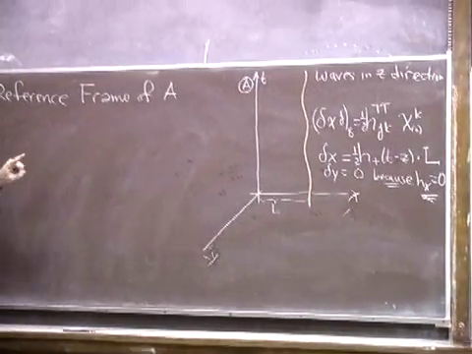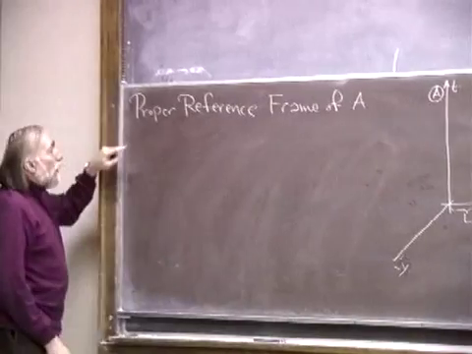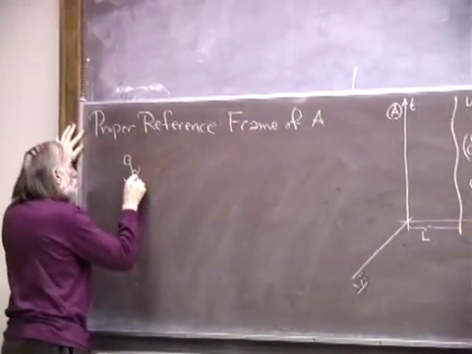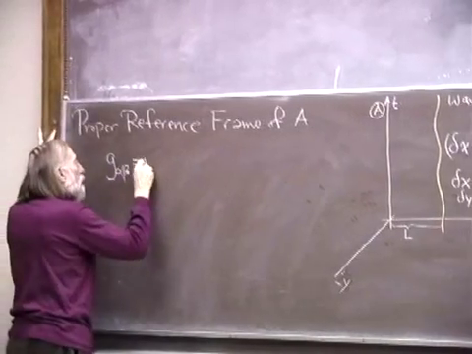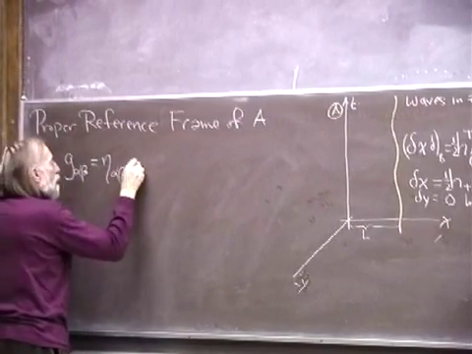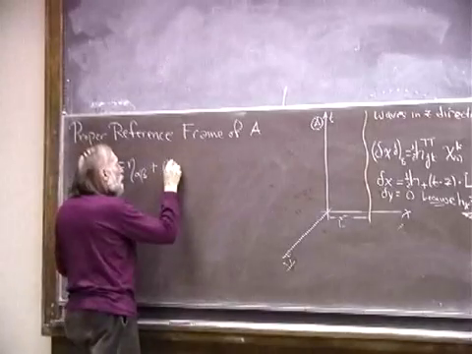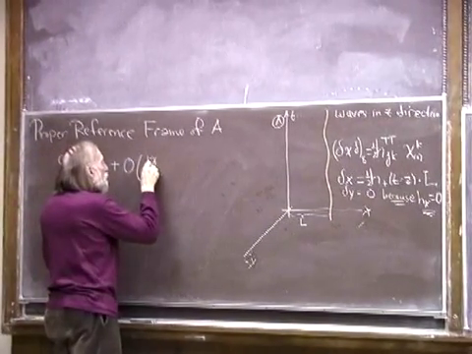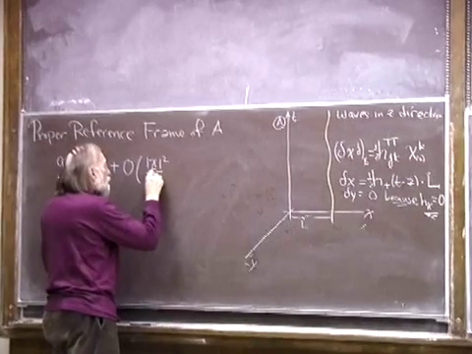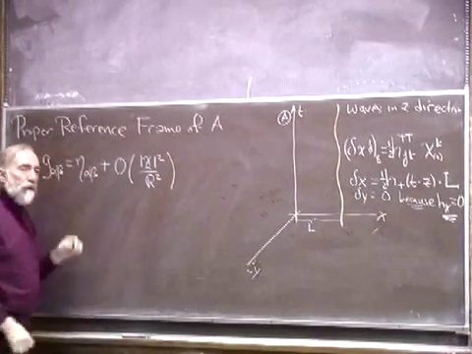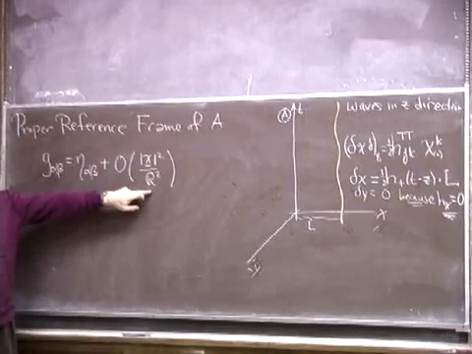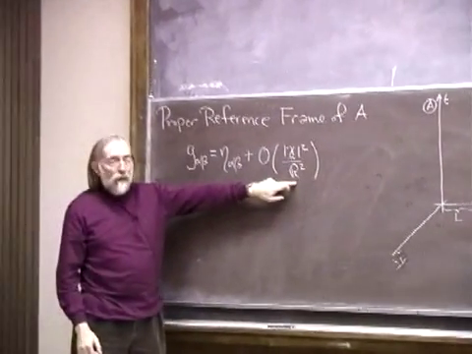So that's one property of this proper reference frame of particle A. A second property is that the metric in this proper reference frame is equal to the flat space metric plus corrections that are of order the spatial distance from the origin of coordinates divided by the radius of curvature of space-time, squared. Radius of curvature of space-time being something that you have read about in your reading.